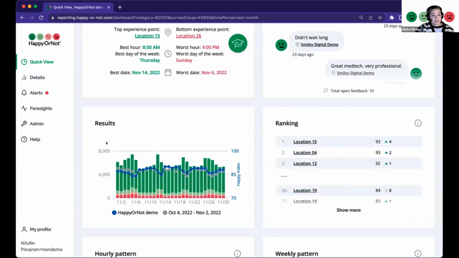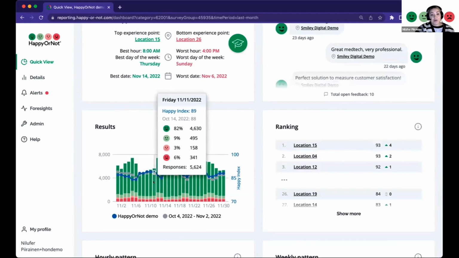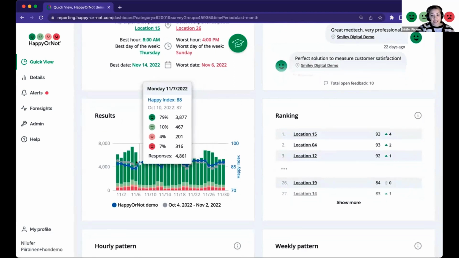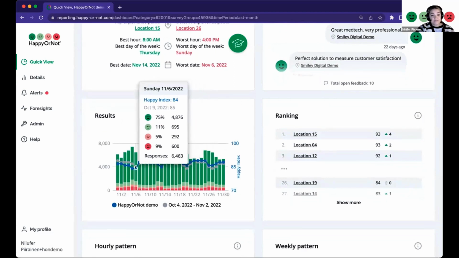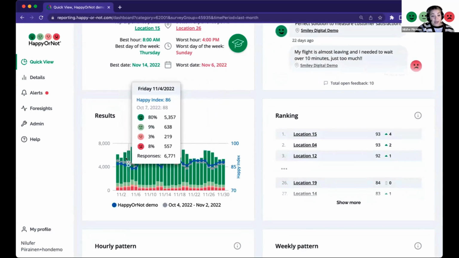Moving on to the results widget, which shows you the full results of the selected time period. You can easily observe the fluctuation of responses and changes in the performance index data, which is here, the blue line. And the gray line, which you can see up here, is the past comparison index. So if you are, for example, viewing the time period of today, the past comparison index shows you the performance of yesterday.